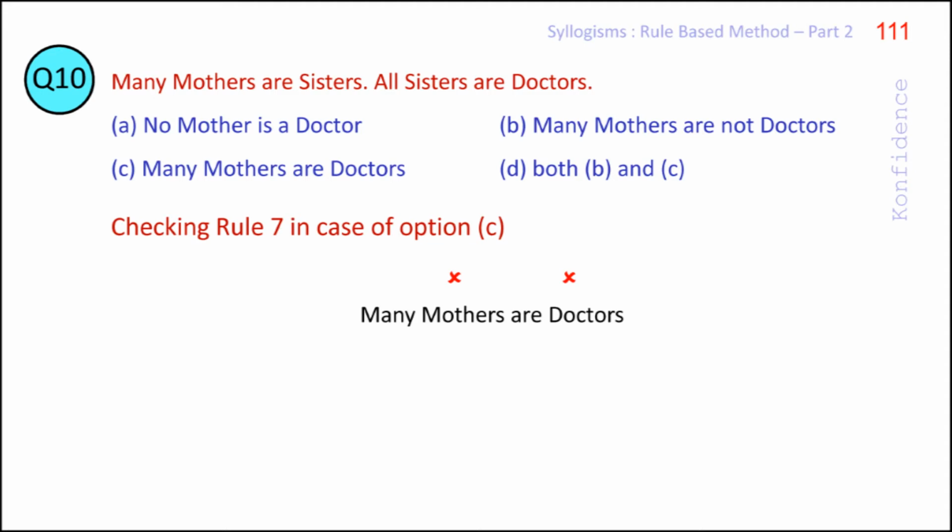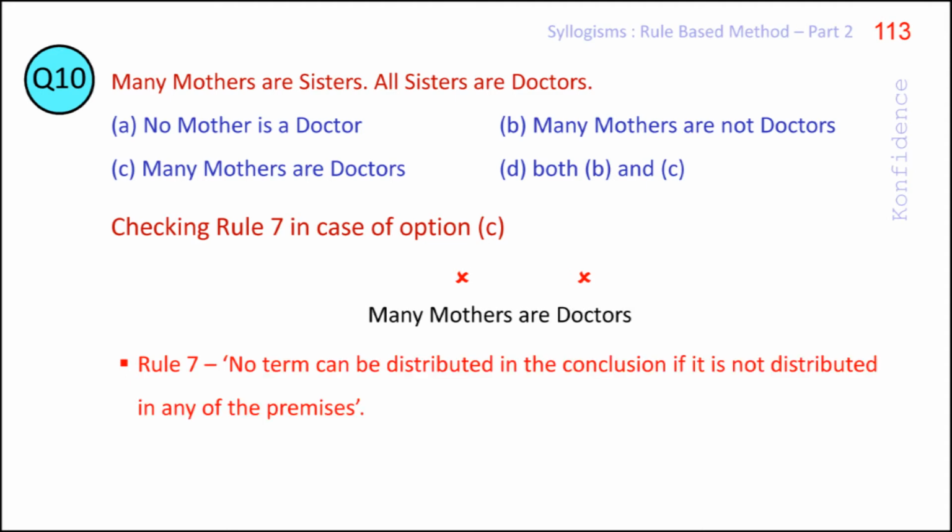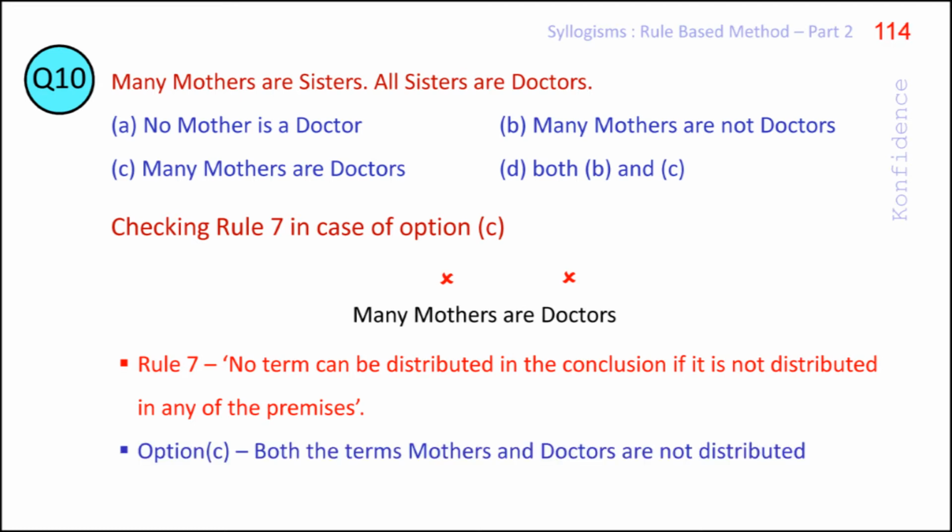Let us go back to rule number 7, which we saw earlier. Rule number 7 states that no term can be distributed in the conclusion if it is not distributed in any of the premises. In the case of option C, both the terms mothers and doctors are not distributed. So rule number 7 does not come into picture here. Rule number 7 will have to be checked only when we have a distributed term in the conclusion. In that case, we need to check whether that term is distributed in the premise as well or not.